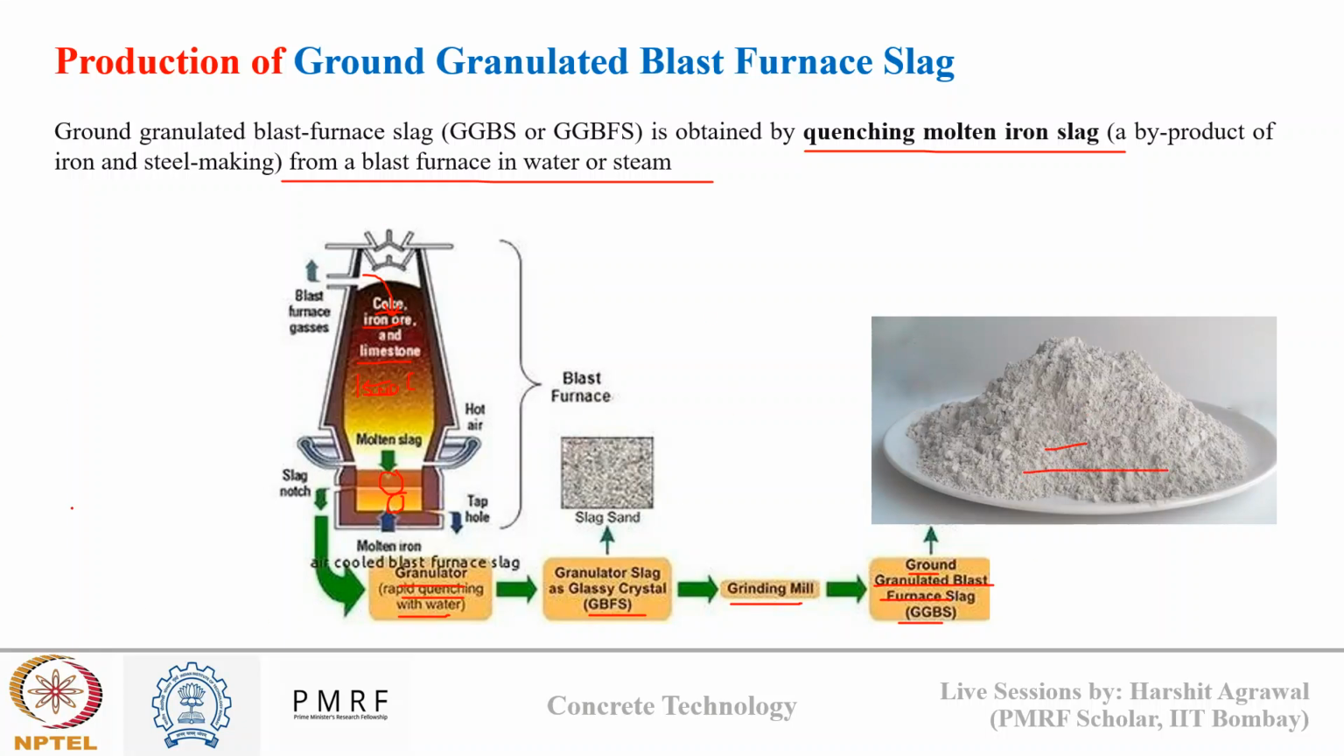Okay, so this is how my ground granulated blast furnace slag is produced. First, in iron ore, I have coke and limestone. Okay, burning, I will get molten slag. Molten slag, I will send for rapid quenching, which is also known as granulation. My granulated particles, I will allow them to cool down so that all the moisture has been removed, and then it will be ground to a suitable size, which is known as ground granulated blast furnace slag.